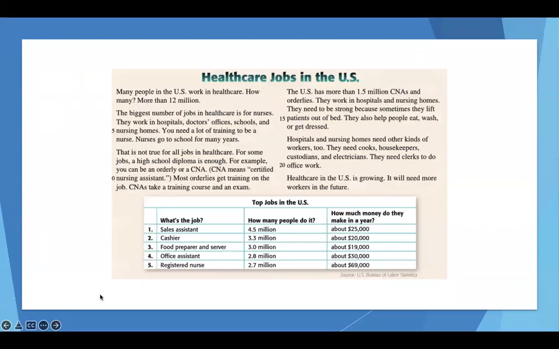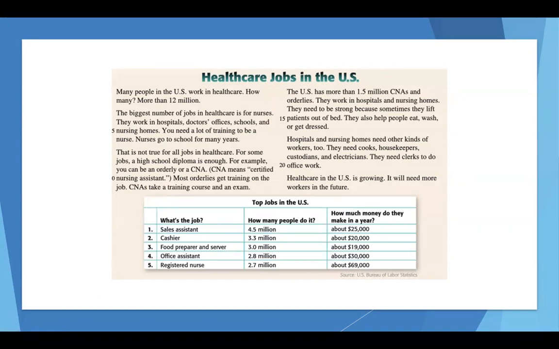All right, now listen to the reading and try to read along. Healthcare jobs in the US. Many people in the US work in healthcare. How many? More than 12 million. The biggest number of jobs in healthcare is for nurses. They work in hospitals, doctors' offices, schools, and nursing homes.